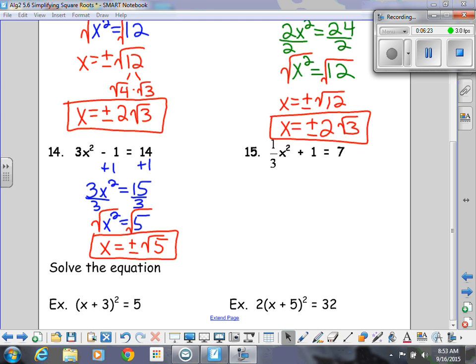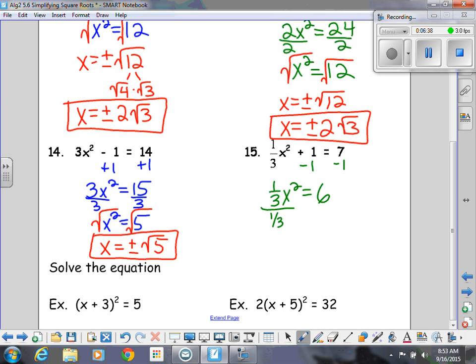Number 15, we have that fraction. Don't let that fraction scare you. I still have to subtract the 1. So I have 1/3 x squared equals 6. And then I have to get rid of that 1/3. So you can think of it as I'm dividing by 1/3 on both sides. Or remember, dividing by 1/3 is the same as multiplying by the reciprocal, 3 over 1. So you can think I'm multiplying by 3 on both sides or dividing by 1/3. Either way, you get x squared is equal to 18.